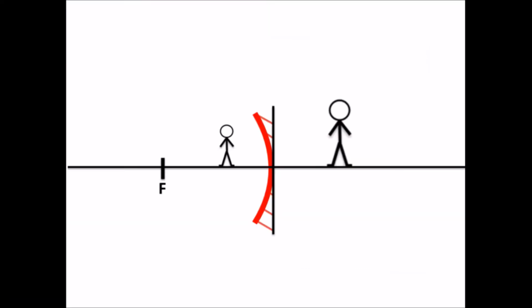Here's an incomplete ray diagram from the previous video. We have a concave mirror with a stickman on the left standing inside its focal length. His image appears on the right. It's virtual and much taller than his.